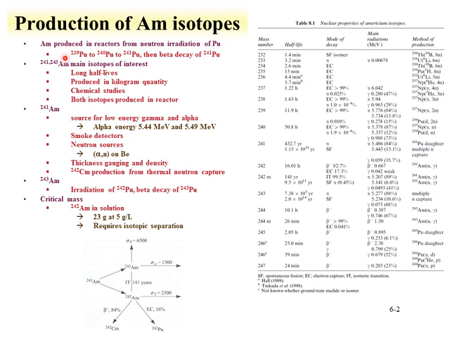Plutonium-241 will beta decay to Americium-241. As we've already alluded to, the 241 and 243 are the main isotopes of interest related to the chemistry of these elements. They have long half-lives. They can be produced in suitable quantities.